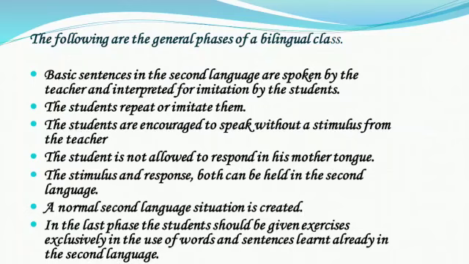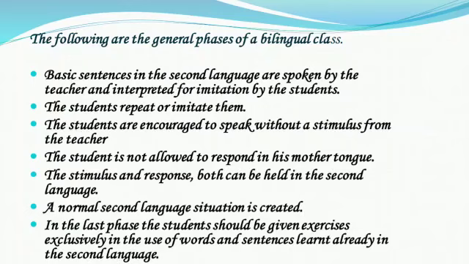The next point is a normal second language situation is created. So they are well thorough in the second language. A normal second language situation is created. Understand? The last point is in the last phase, the students should be given exercises exclusively in the use of facts and sentences which was already learned in the second language. So in the last phase, the students are given more and more exercises exclusively in the use of facts and sentences learned already in the second language. These are some of the general phases of this bilingual method.